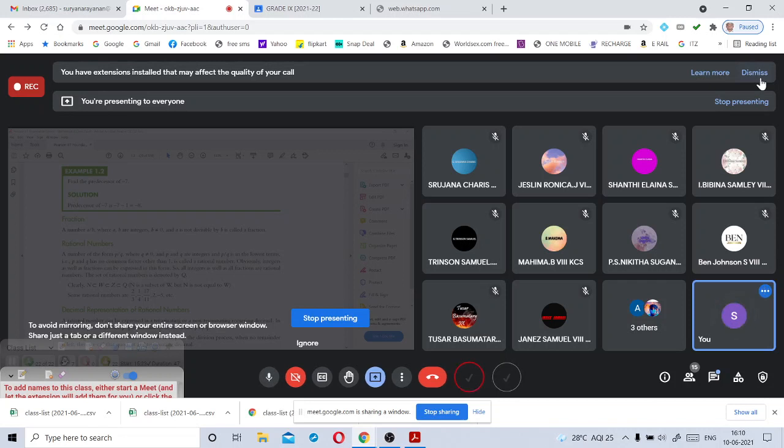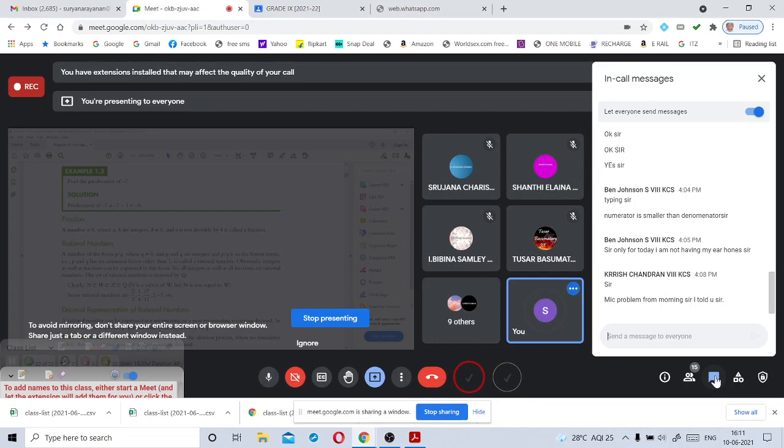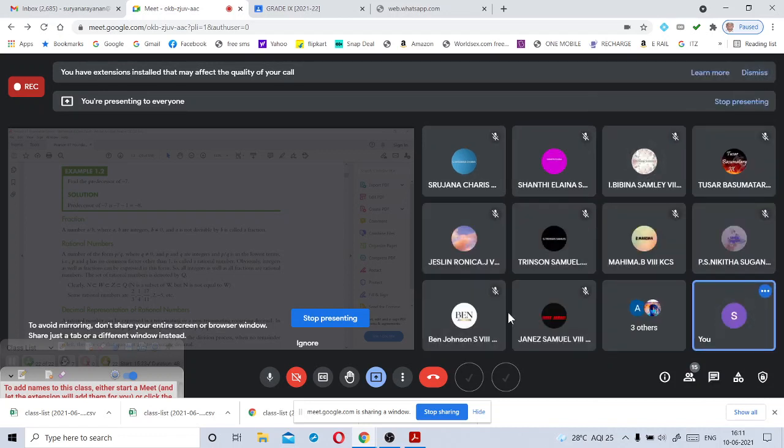Okay, my dear Tushar. P and Q should be integers. You missed this point. Numerator and denominator are integers. Please remember this point, my dear children. Numerator and denominator should be integers, and the denominator should not be equal to 0. Okay, my dear children.